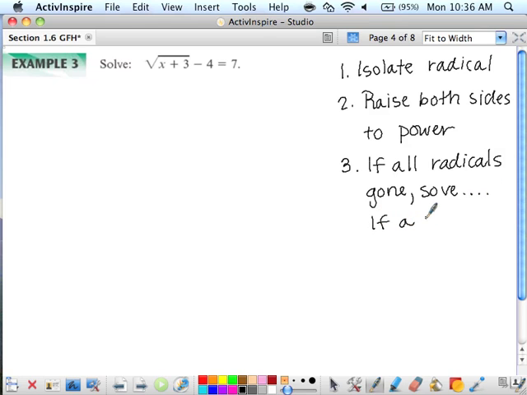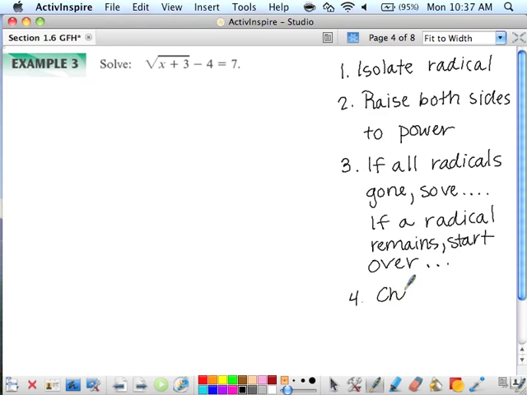So if you still have a radical, you start over. We'll look at an example of one of those. And finally, you have to check your solutions. You must check for extraneous solutions. Just like we have to check the ones that have x to the 2/5 and x to the 1/2 and all of that, you also have to check these. So those are the steps we're going to use to solve radical equations.